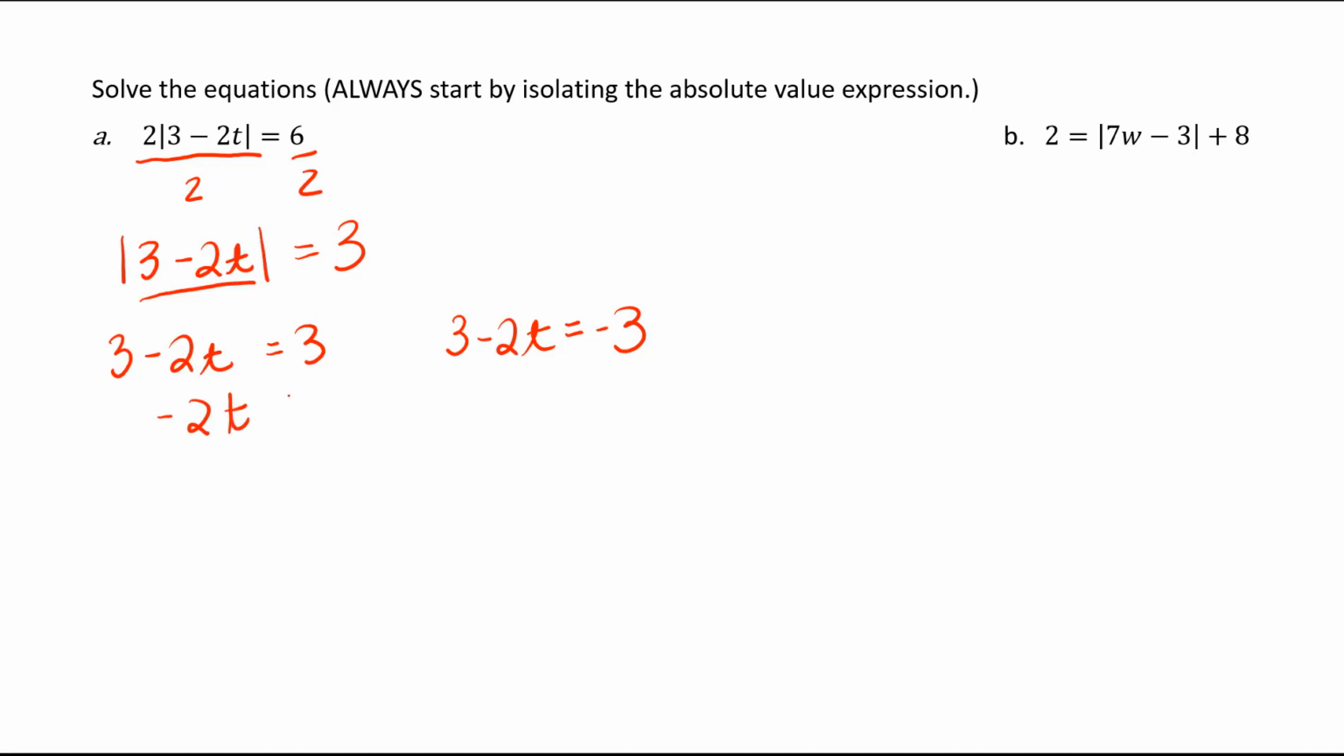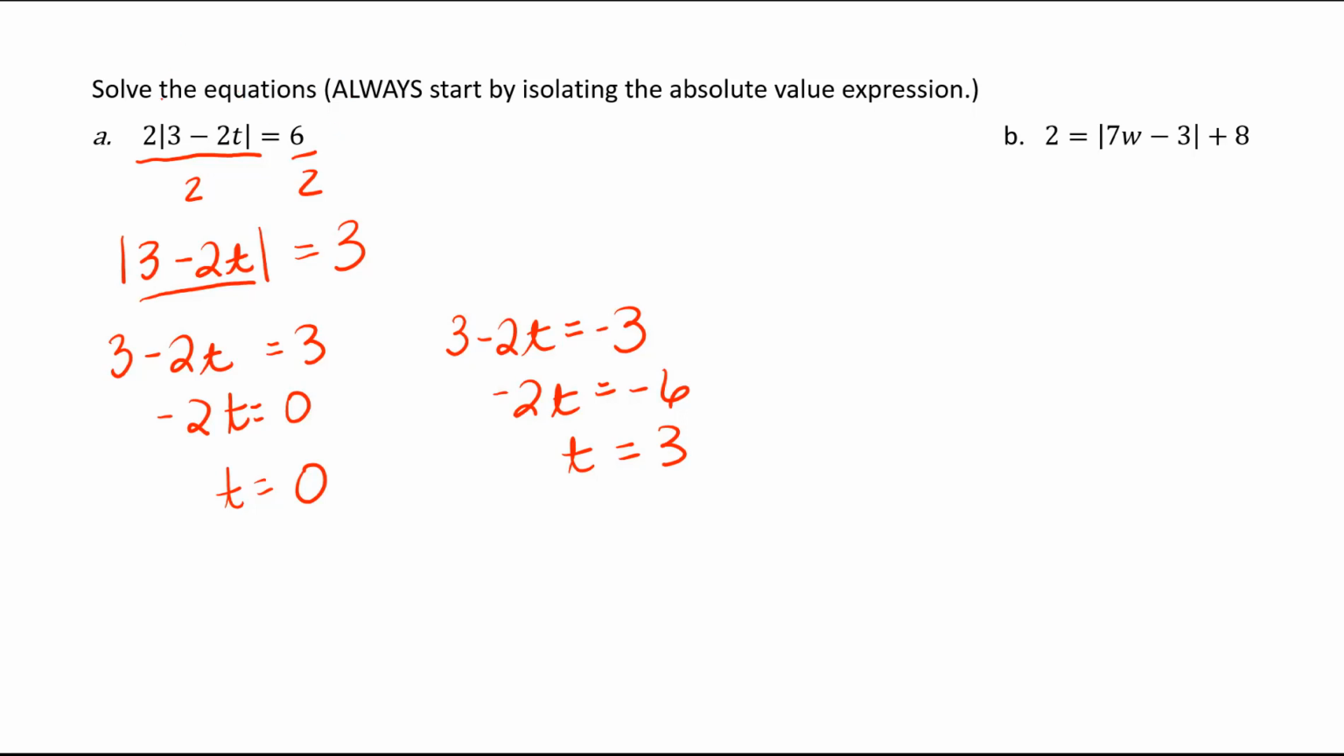Here you subtract 3 on both sides and you get negative 2t is 0, so t is 0. On this one, you can subtract 3 on both sides and you get negative 2t equals negative 6, so t equals 3. And just to be sure that you did it correctly, you can jump back super quick and plug it back into the original equation.